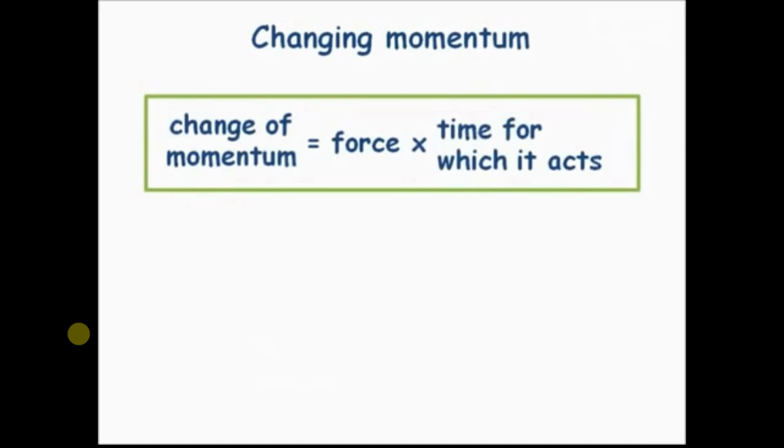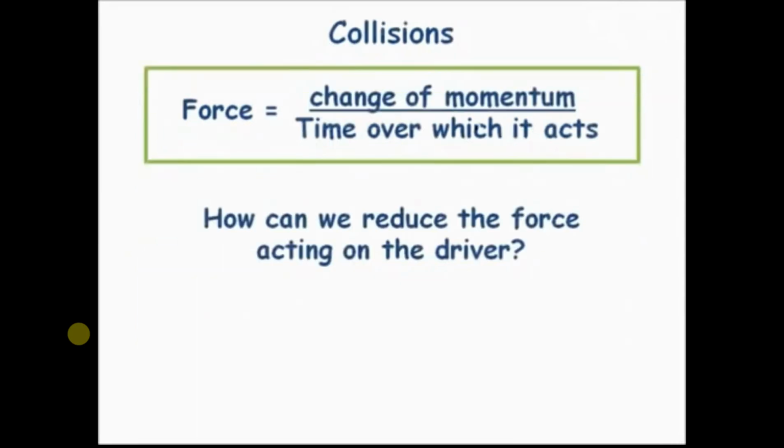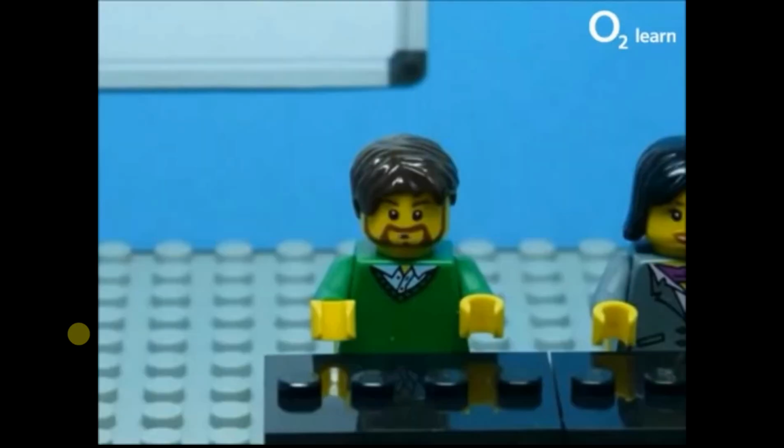To allow us to find the force that acts on the driver during the collision. Rearranging the formula, we get force is equal to change of momentum divided by the time over which the collision ends. With that, now we can use this formula to see how we can reduce the force on the driver. If you can make time bigger, force gets smaller. Because the change of momentum will be the same for any specific collision, if we increase the time, it will make the force smaller.